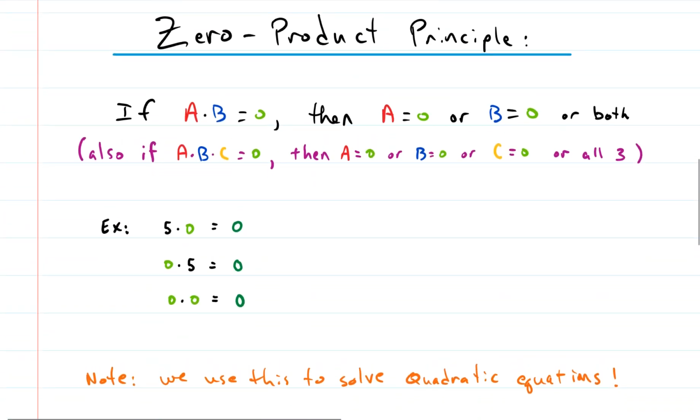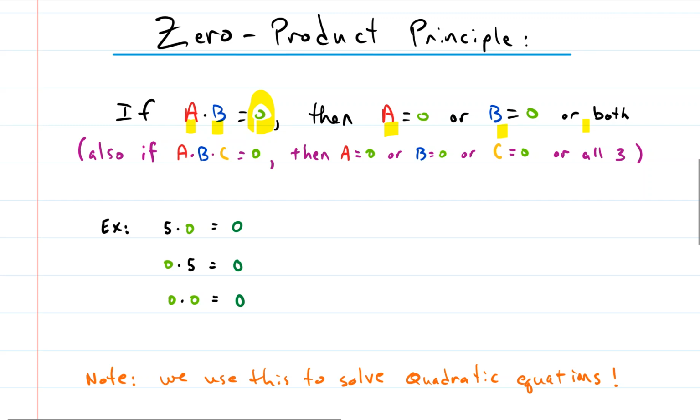What is the zero product principle? Well, it's actually pretty simple. If you have two things, say an A and a B, multiplied together, and their product is zero, that's where they get the zero product idea from in the name. If the product of two things is zero, then either the first thing is zero or the second thing is zero, or both are zero.